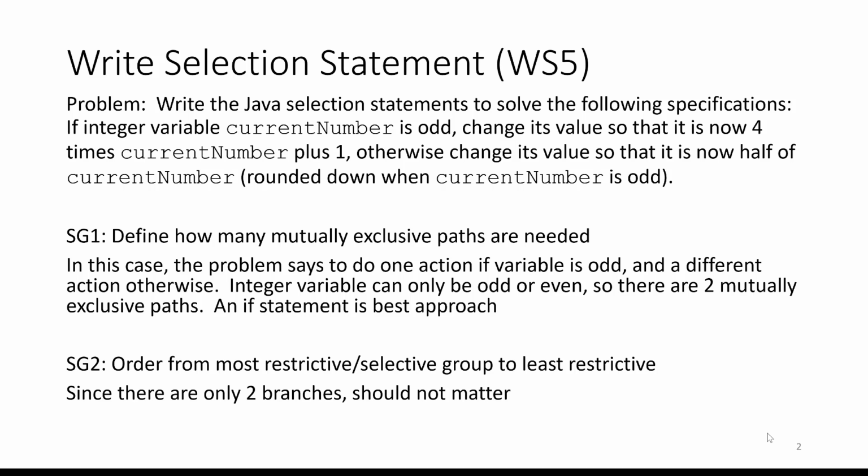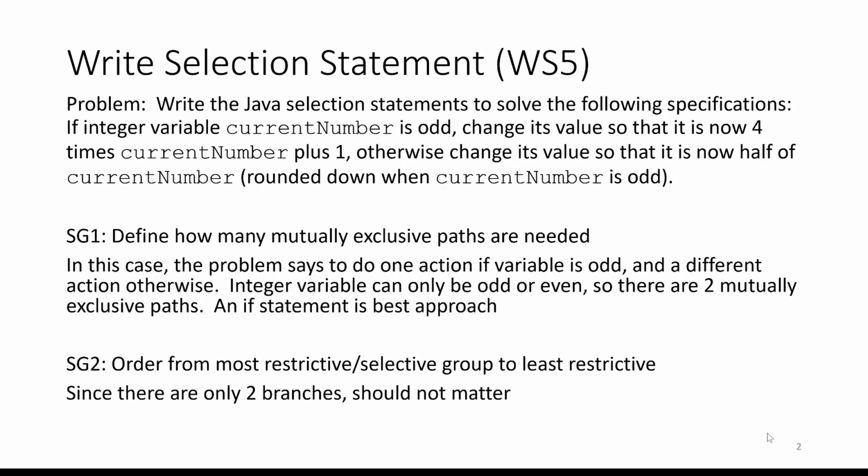Here's the problem. We want to write the Java selection statement to solve the following specifications. If the integer variable current number is odd, we want to change its value so that it is now 4 times the current number plus 1. Otherwise, we want to change its value so that it is now half of the current number, rounded down when the current number is odd.